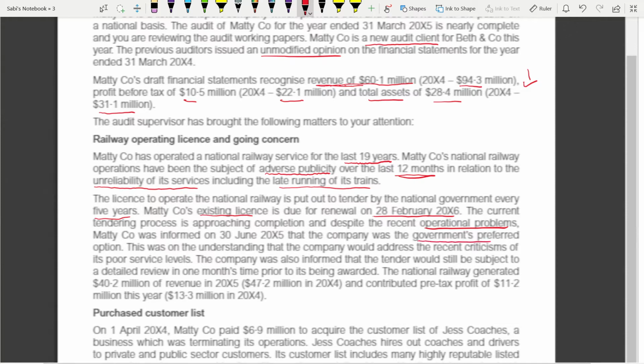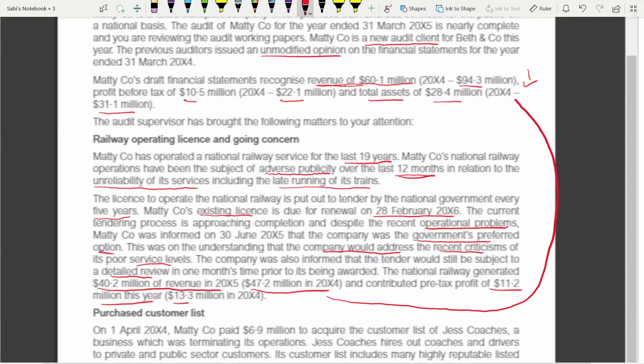Why? Because they were assuming that the company would address whatever criticisms it is currently facing regarding its poor service level. The company was also informed that the tender would still be subject to a detailed review of 1 month's time prior to it being awarded. So it still will be under detailed review for 1 month. The National Railway generated 42 million of revenue in 2005 and 47.2 million in the previous year, and contributed to the pre-tax profit of 11.2 million this year and 13.3 in the previous year. You should be able to link this revenue from this railway operating license to this one, and also the profit before tax to this which is given to you.